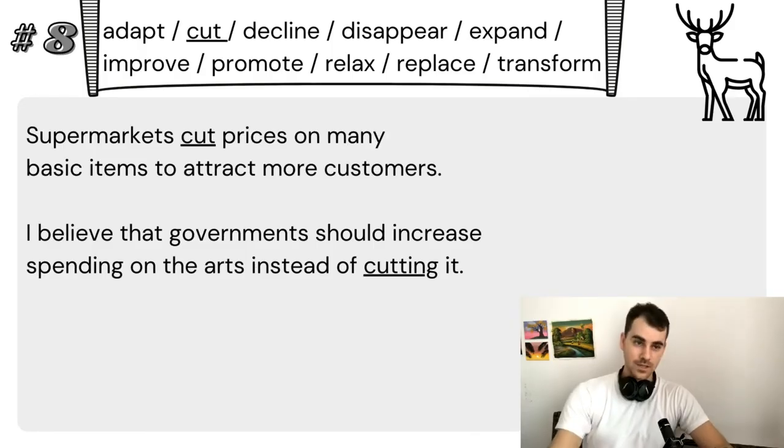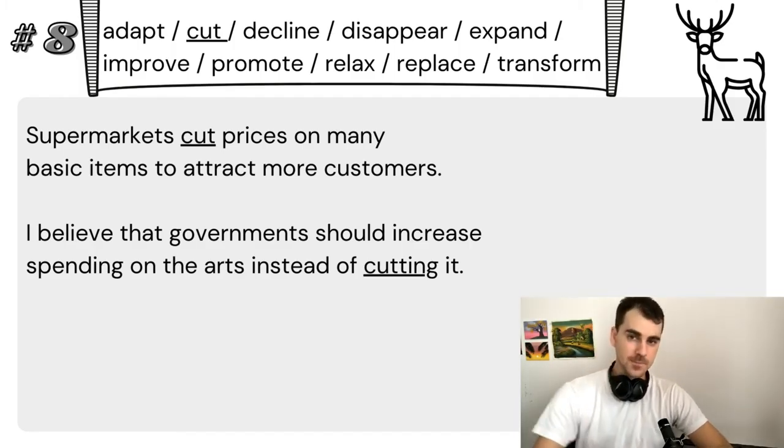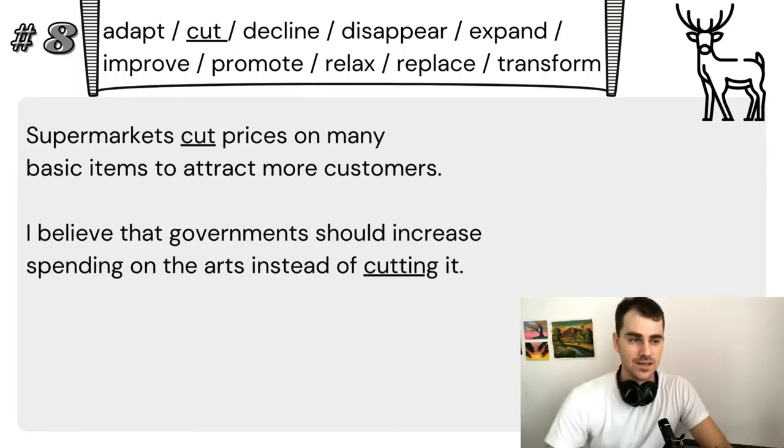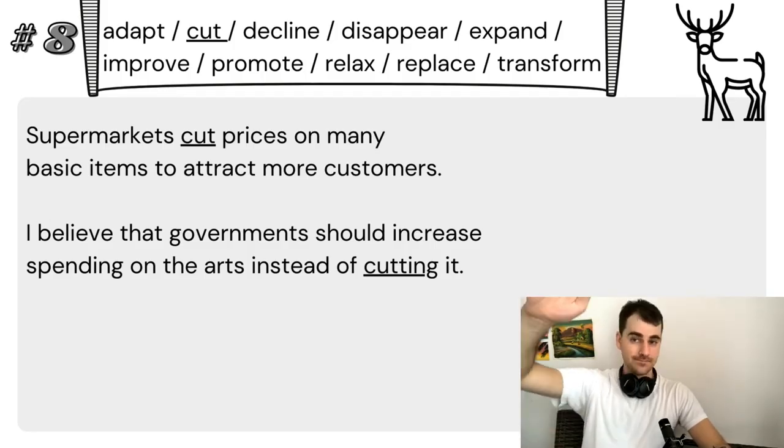Cut means to stop doing something, or to make something much smaller. Cut, like kind of like scissors. But it's different here because it's talking about money. Supermarkets cut prices on many basic items to attract more customers. So the price used to be high, but now it's lower.